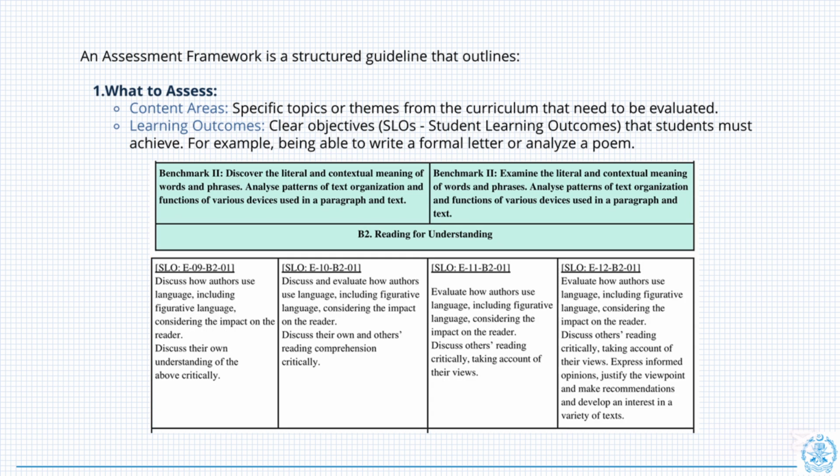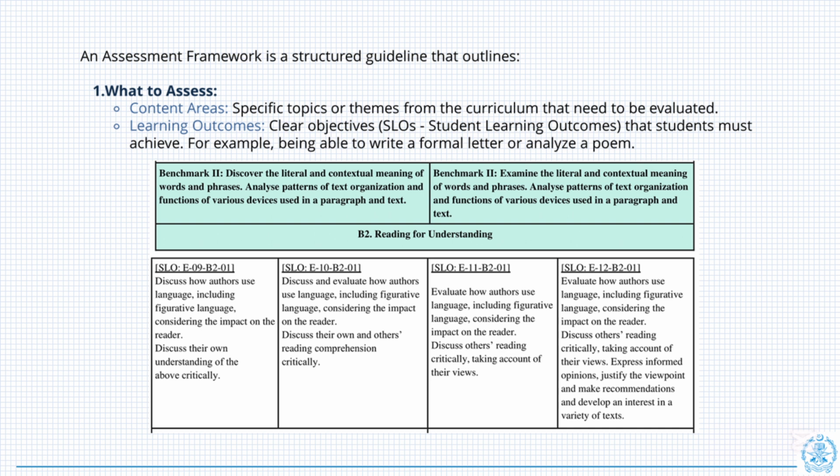The assessment framework is meticulously designed to evaluate both the content knowledge and the critical thinking skills, providing a balanced approach to gauging students' abilities. This slide outlines the dual focus of the framework, examining key content areas and achieving measurable learning outcomes. For example, the screenshot from the curriculum given in the slide tells us that the benchmark was to discover the literal and contextual meaning of words and phrases, which led on to examining the literal and contextual meanings of words and phrases. This gave us the SLOs mentioned below.